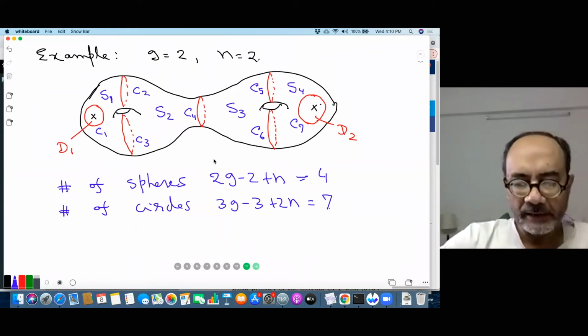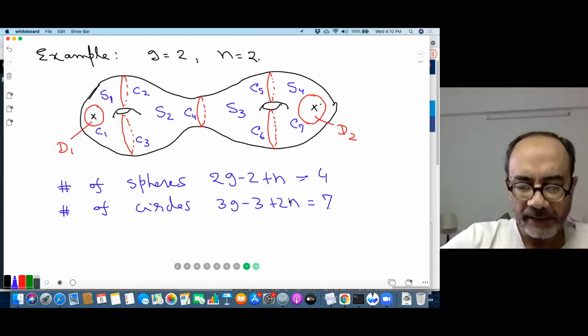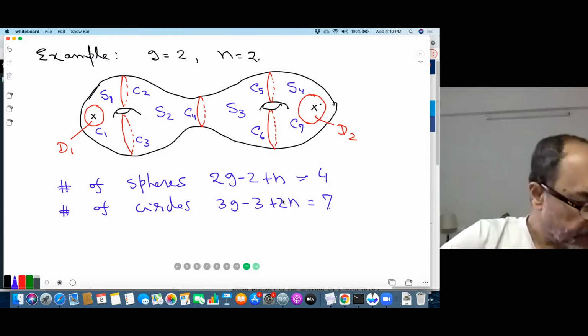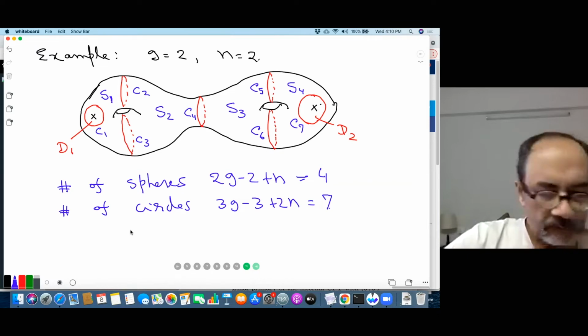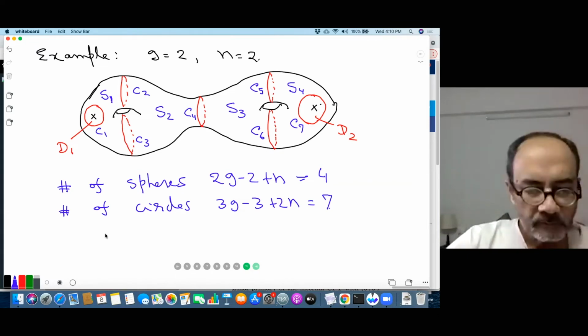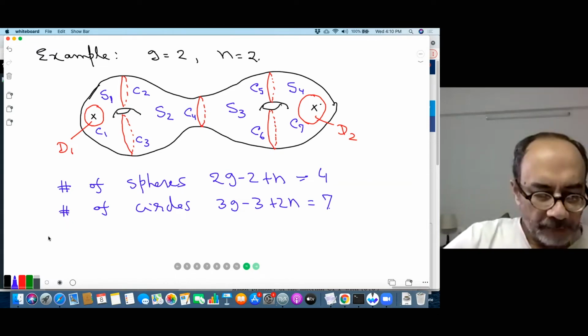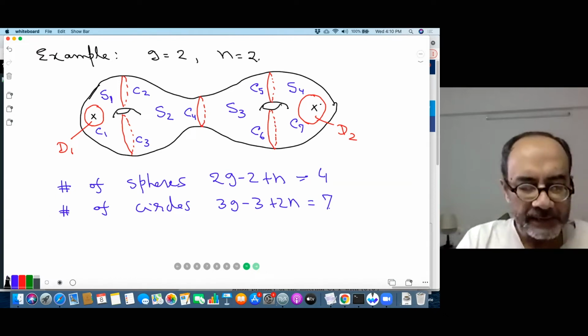You can convince yourself that any genus G Riemann surface with n punctures has this feature, that it can be divided into disks and spheres, separated by these many circles. Are there questions on this? Is it clear?